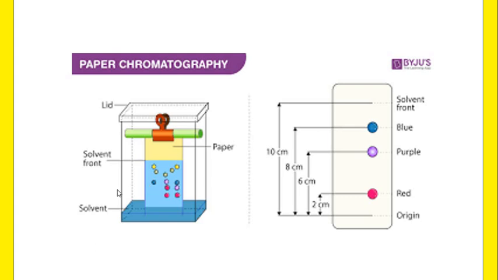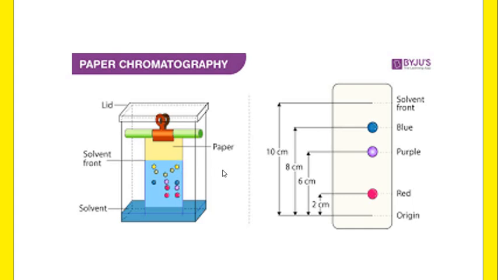So the compounds in the mixture get separated due to difference in their affinity towards the water as well as the solvent. For example, consider that these pores are showing those components of the mixture which have greater affinity towards the water as compared to the solvent, while those which are located at the top or near the solvent front are showing those components of the mixture which have greater affinity for the solvent as compared to that for the water present in the filter paper.